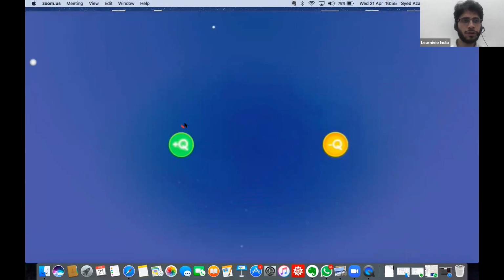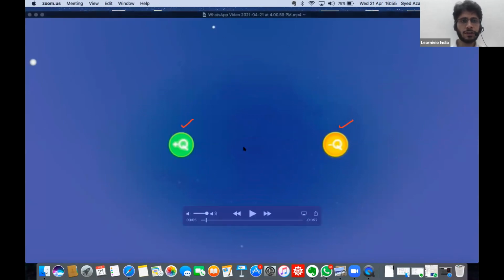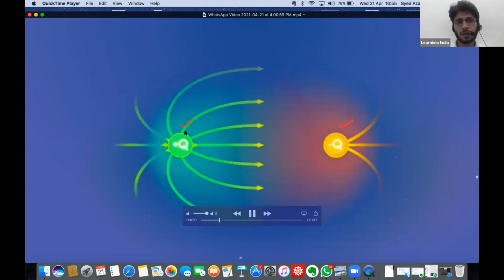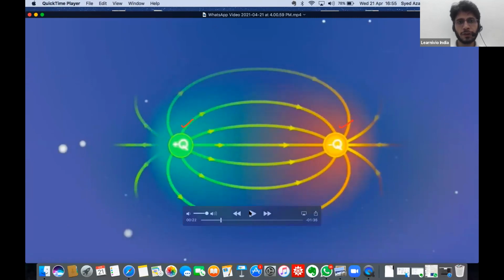See, you have a positive charge and a negative charge, and these charges are at a small separation. That means they are attracting each other. So when the charges attract each other, the field lines will originate from the positive charge and they will terminate at the negative charge. These are the field lines.